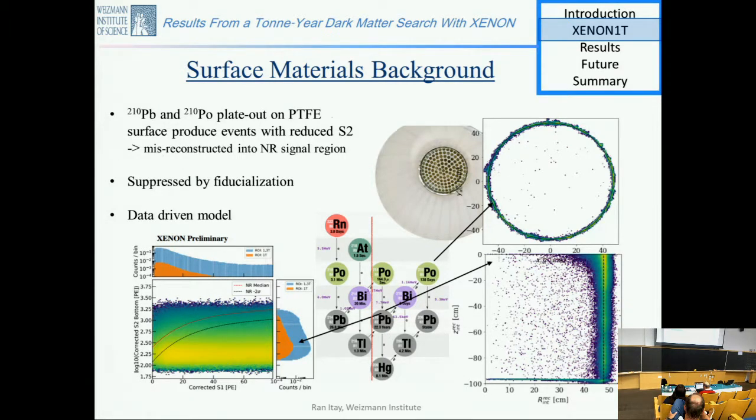Another type of background that we have to take into account is what we call surface material background. This is mainly from lead-210 and polonium-210, which are immersed inside the PTFE itself. The problem with these events is that because they happen right near the PTFE, sometimes they have a smaller S2 signal because some of the electrons are absorbed in the material itself, and they penetrate into the nuclear recoil signal region. So we have to take this into account. Of course, this is suppressed by fiducialization, and we also use a data-driven method to quantify this background.